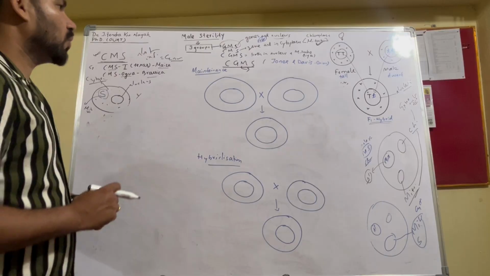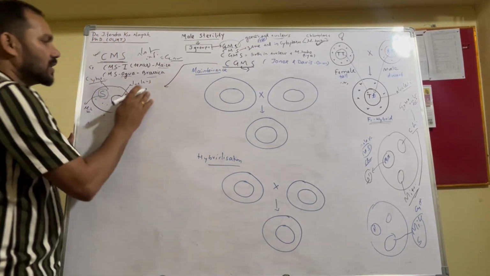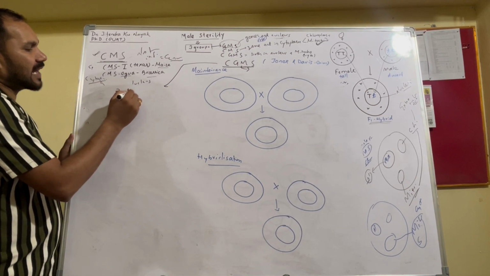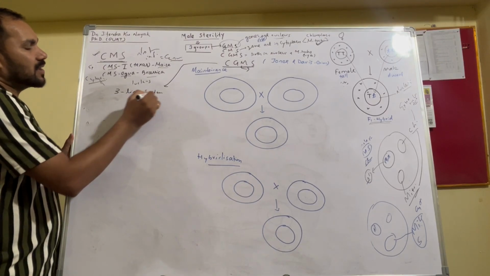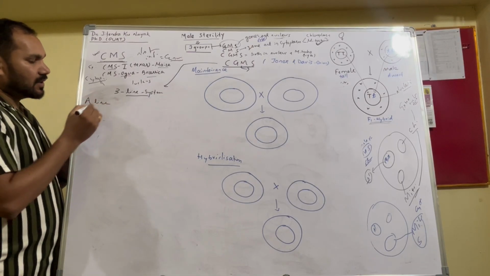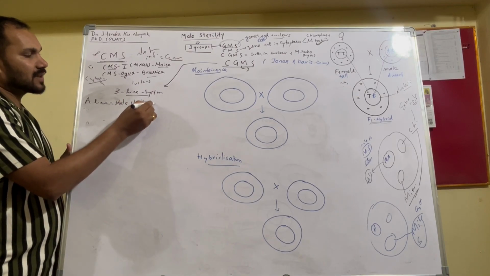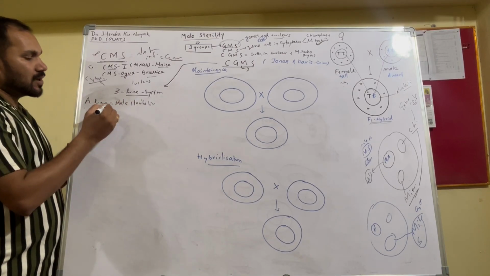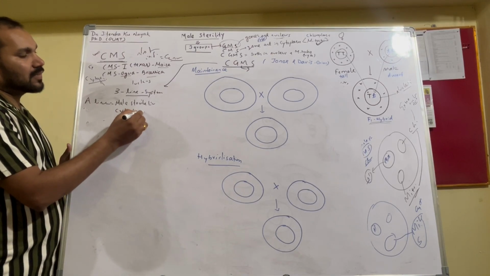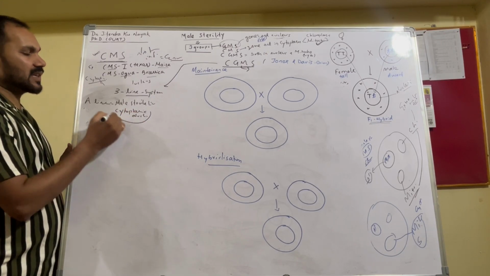So let us understand what we mean by cytoplasmic genetic male sterility. In this, we have a three-line system. One is the A line, which is called the male sterile line. Male sterile line means both the cytoplasm as well as the nucleus contain male sterility.